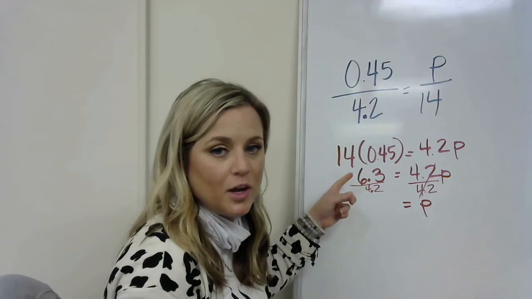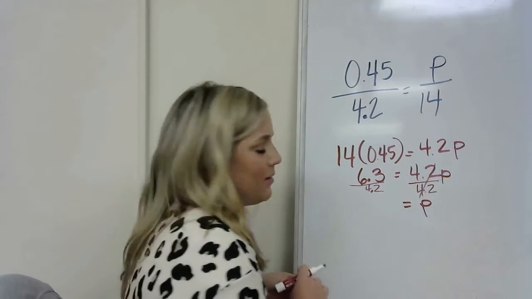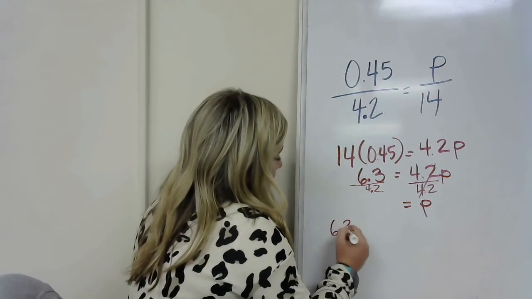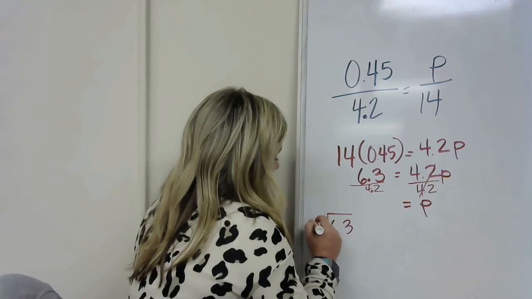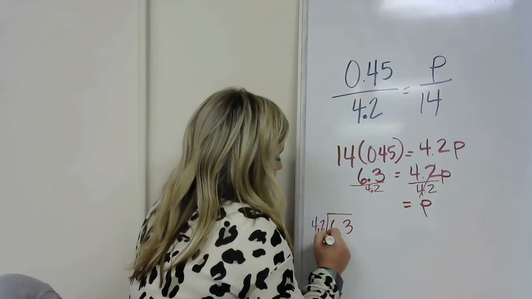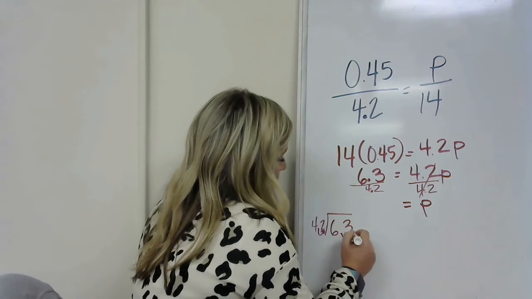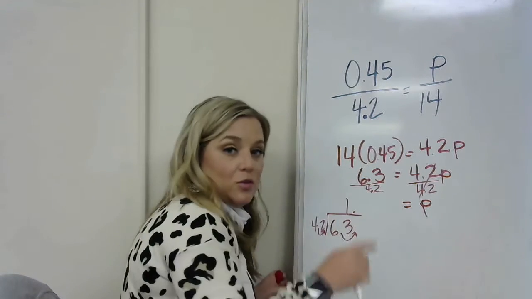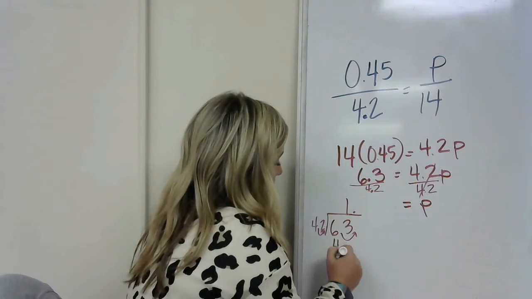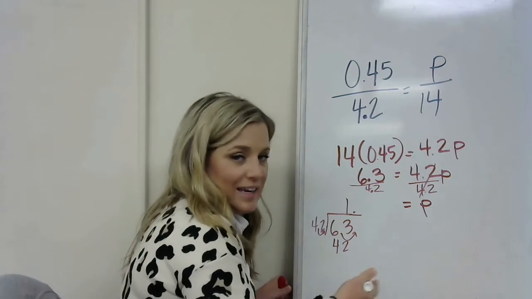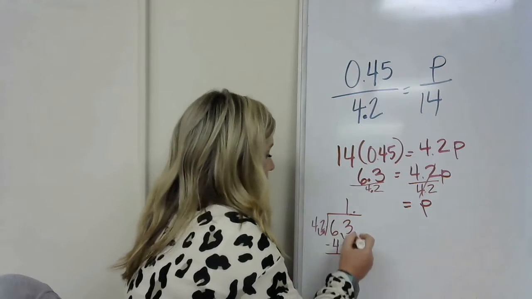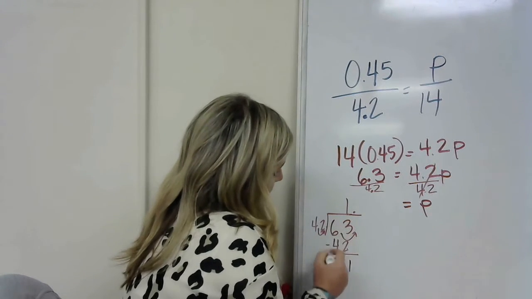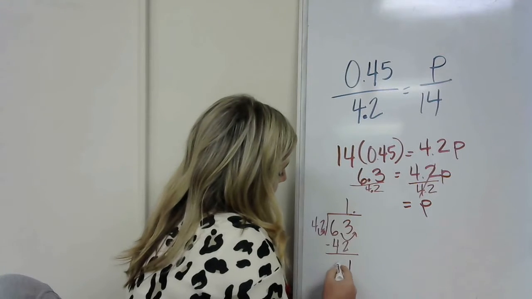The top number is going to go in the box. The bottom number is going to go outside. So 6.3 divided by 4.2. I've got to move my decimal. Move my decimal. Okay. 42 will go into 63 one time, because 40 plus 40 is 80, and that will be bigger. 3 minus 2 is 1, and 6 minus 4 is 2.